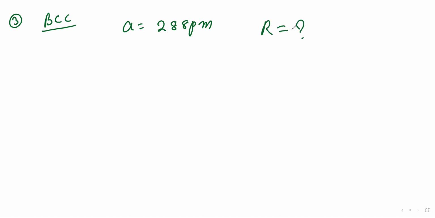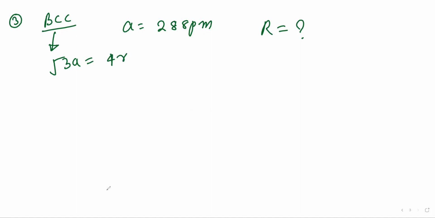Now look at question number 3. An element has a body centered cubic, BCC, structure with a cell edge of 288 picometer. The atomic radius, the R value, you have to find in BCC. It is directly based on the formula. It was also asked in 2020. So please remember the relation for BCC between A and R. It is root 3 A equal to 4R.